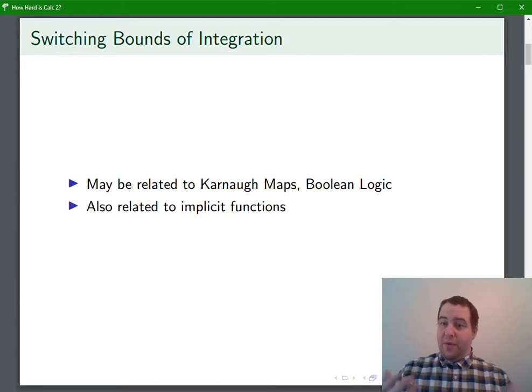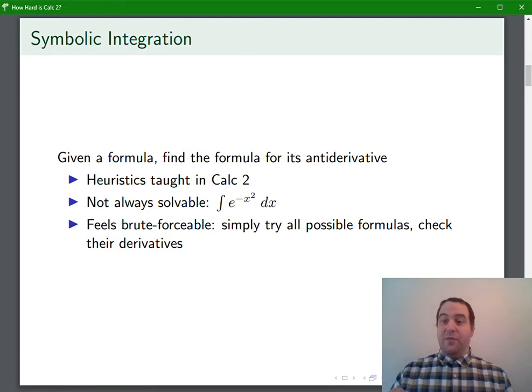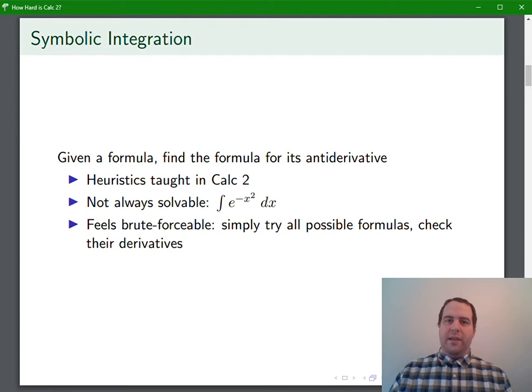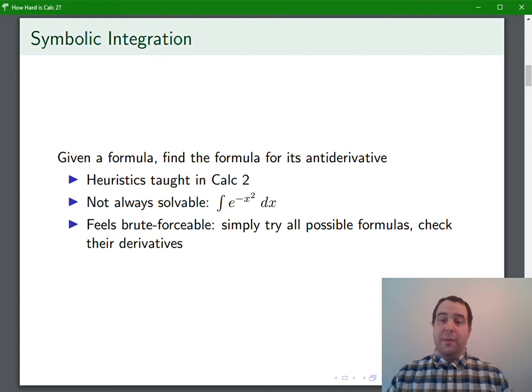Feel free to let me know if you know of any interesting results related to the computational complexity of switching bounds of integration. But the thing that got me really excited and led down this really long rabbit hole was the problem of symbolic integration. This is as opposed to numerical integration, where we're interested in the numerical result of a definite integral. Here, we're just interested in indefinite integration. Given a formula, we want to be able to find a formula for its antiderivative.